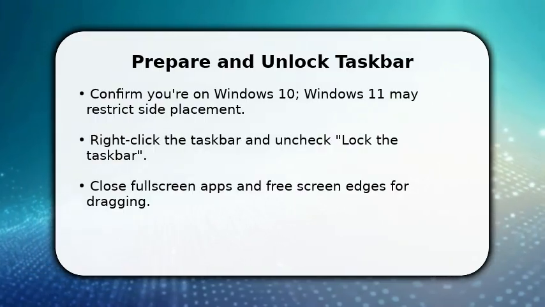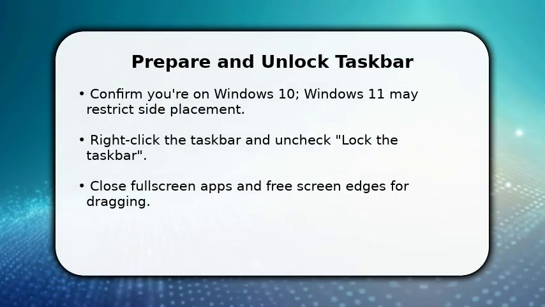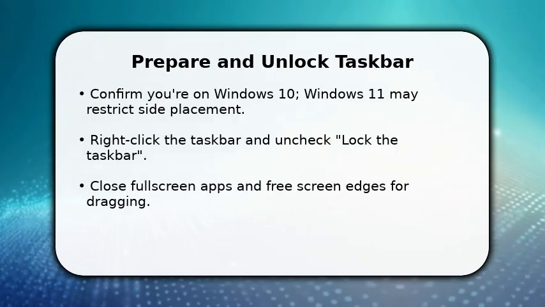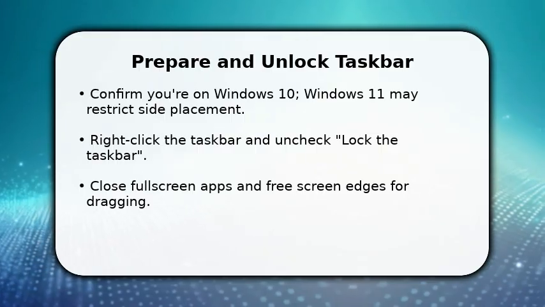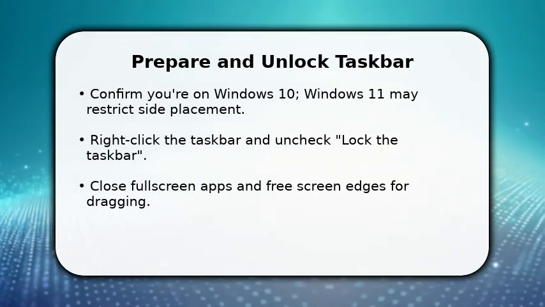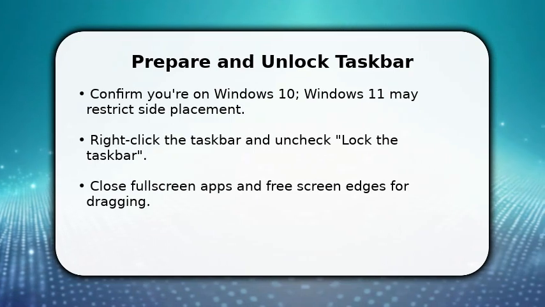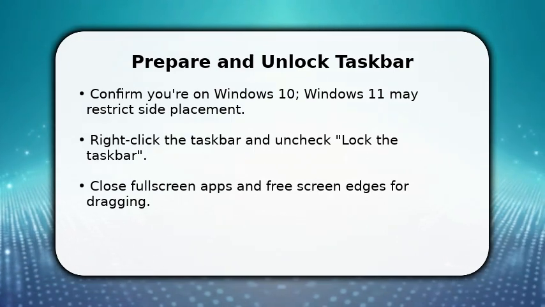Once the bar is unlocked, position your cursor on an empty area of the taskbar. You'll feel the pointer change. This first action is necessary because the system prevents accidental moves when the bar is locked, so unlock and prepare the edges now. Now perform the move.